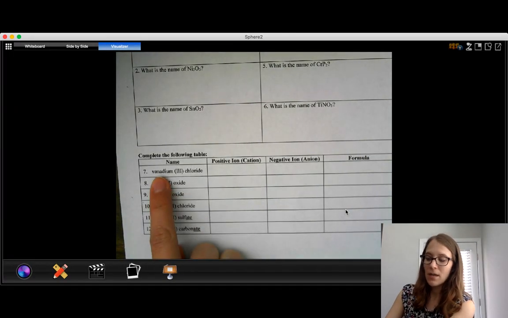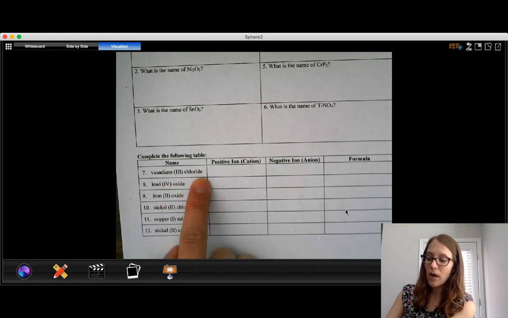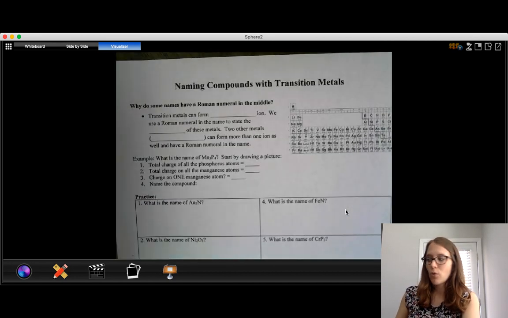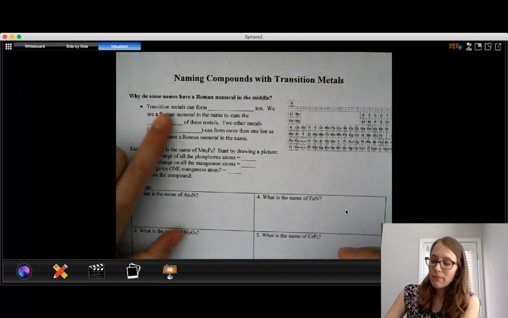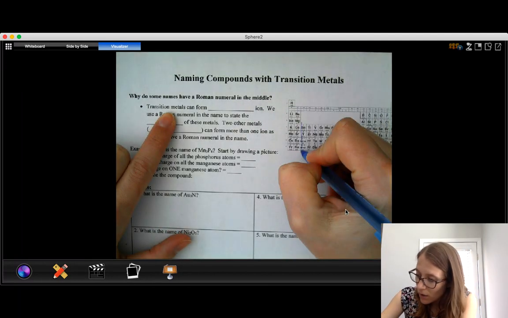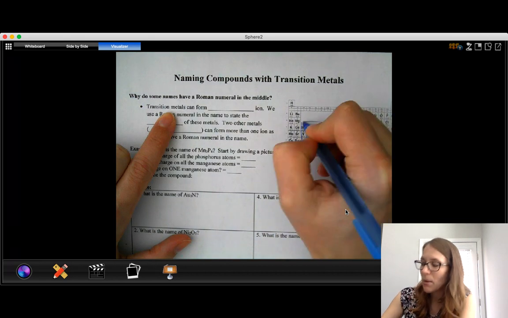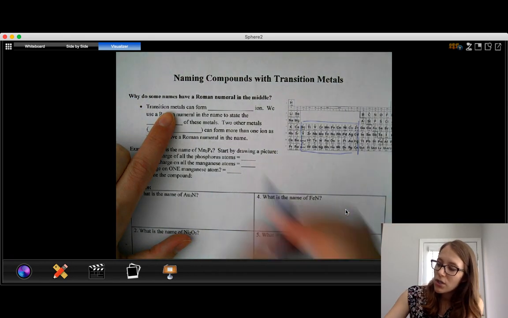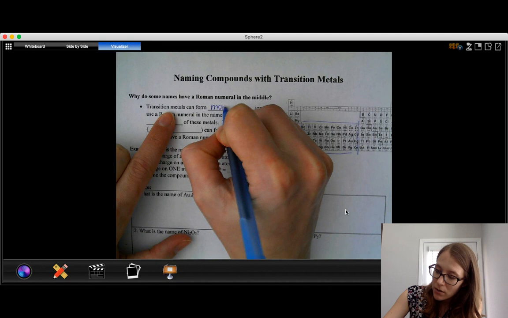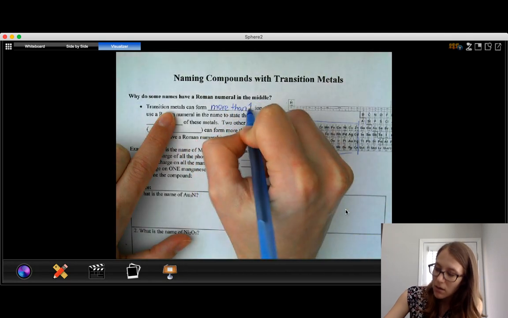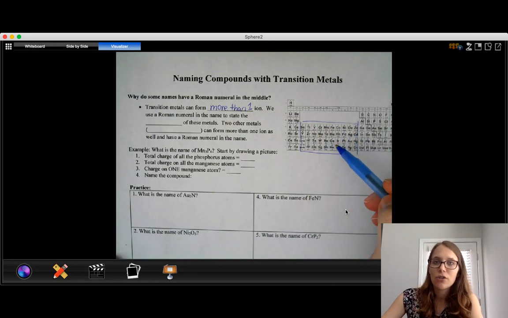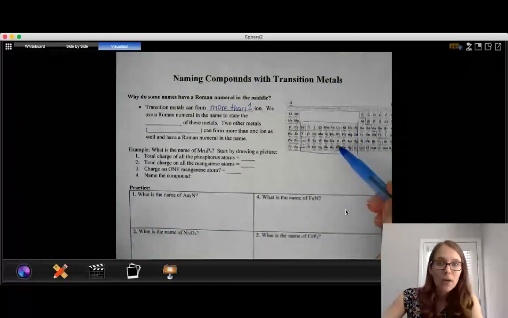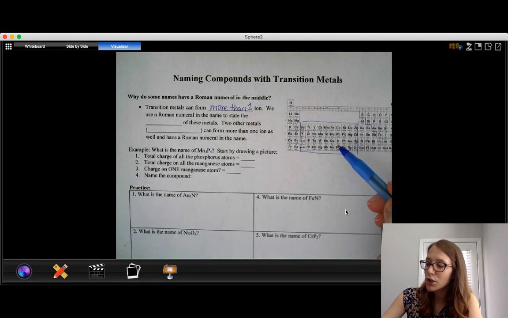So some compounds might be something like vanadium 3 chloride or lead 4 oxide. And so why do we have those Roman numerals? When do we need them, and what do they mean? So remember that transition metals are this section, the D block of the periodic table. Transition metals can form more than one ion. They can form more than one charge. That's why we haven't been able to predict the charge of transition metals up to this point, because they have the ability to make more than one different charge.